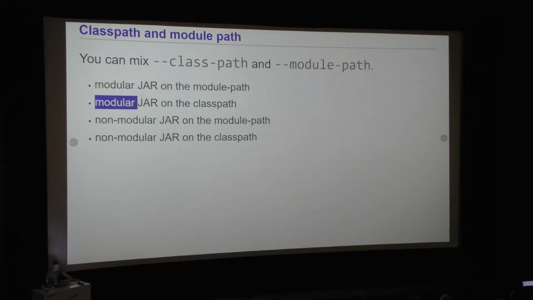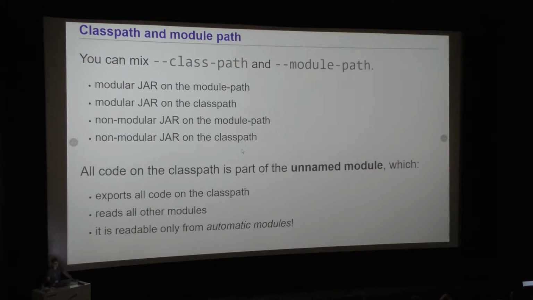First, having a modular artifact on the class path. What happens in this case? If we put a modular artifact on the class path, it is treated as non-modular, and it becomes part of the so-called unnamed module, which exports all code on the class path. It reads all other modules, but it is readable only from automatic modules.